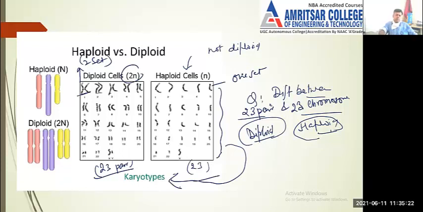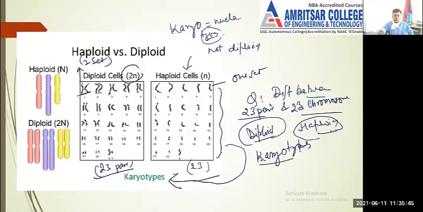So the complete set of chromosomes is called a karyotype. What is karyotype? Karyon means nucleus, type means arrangement. So the nucleus chromosomes are arranged according to size. This is called karyotype. Karyotype means nucleus chromosomes arranged in a specific order. This is representing the complete set of chromosomes.